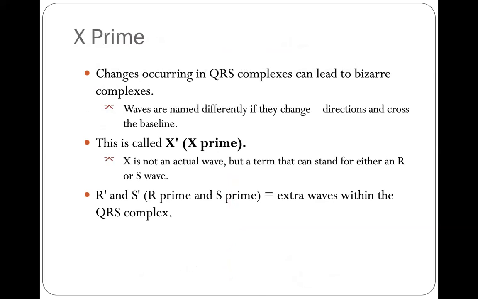There's also times that we have multiple waves in the same direction. For example, we'll have 2 R waves. If that's the case, the second wave is given a prime marking, and you continue that on. So you might have R, R prime, R double prime, or R, S, S prime, something to that effect. Q waves are not given prime notations, but R waves and S waves do get prime notations.